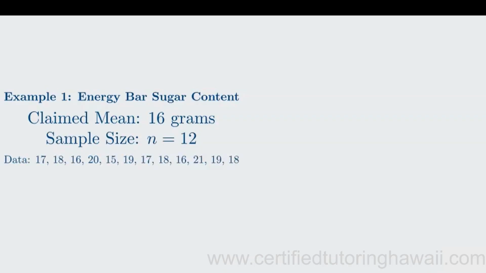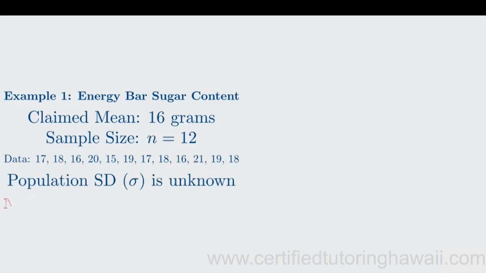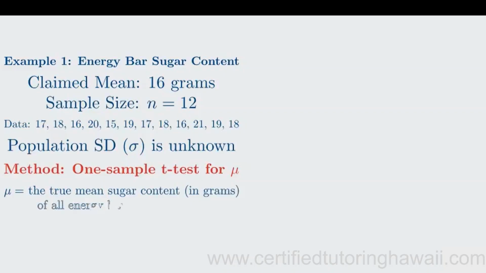First, we must identify the appropriate testing method and parameter. Since we are dealing with a single group and we don't know the population standard deviation for all bars ever made, we use a one-sample t-test for a population mean. Now, let's define our parameter, mu. Mu equals the true mean sugar content in grams of all energy bars of this brand. Notice I included the population parameter, the response variable sugar content, and the population in context, all energy bars of this brand. Next, we set up our hypotheses.